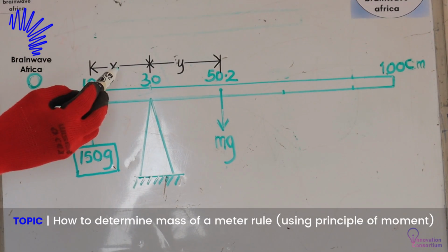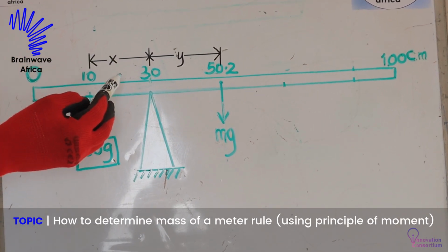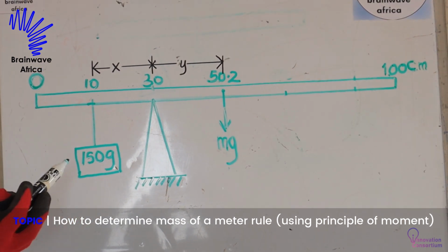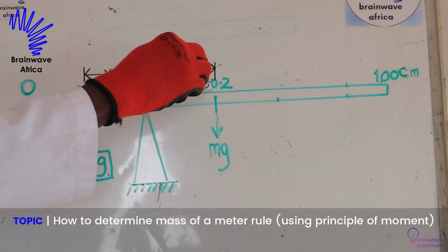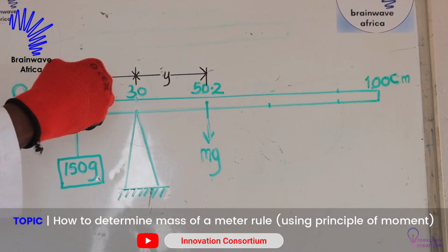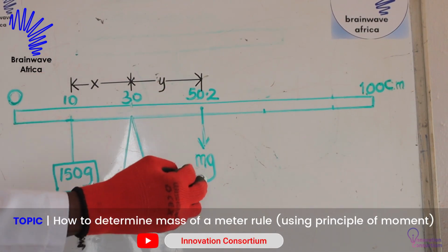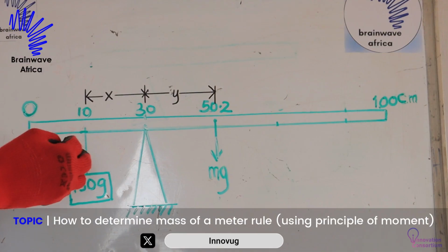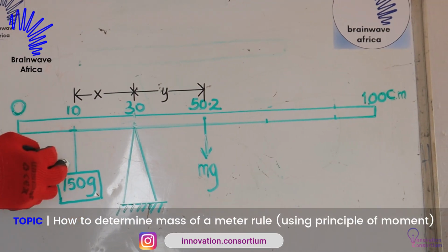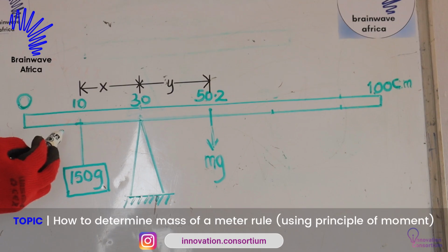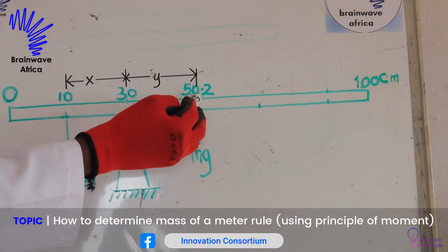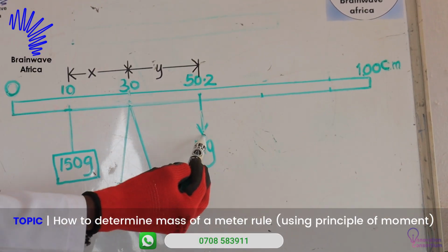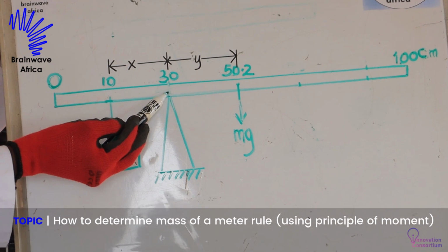Now we are going to apply the principle of moments to determine the unknown mass, which is the mass of the meter rule. So the sum of the clockwise moments should equal the sum of the anti-clockwise moments. The weight of the meter rule has a clockwise moment about the pivot, while the known mass has an anti-clockwise moment about the pivot. The moment is the product of the force and the perpendicular distance of the line of action of the force from the turning point.